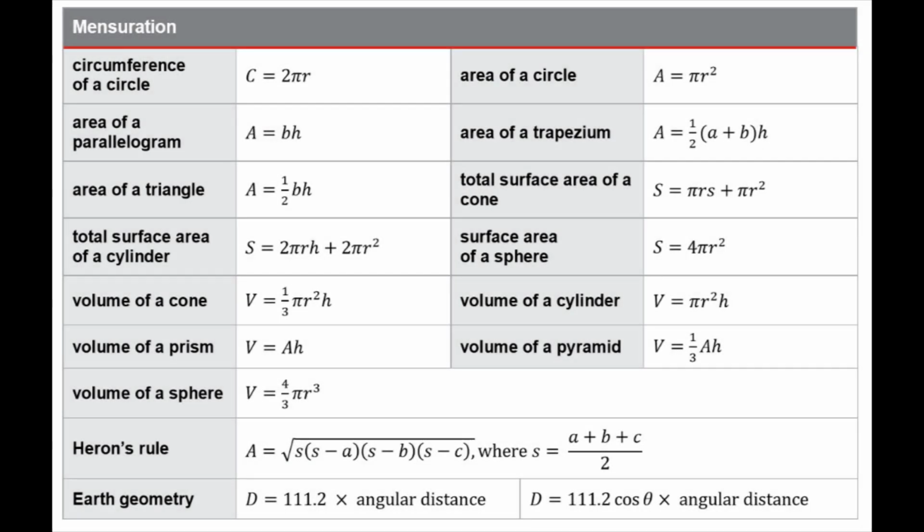And here is the formula sheet. And as you can see, all the formulas that you need are contained on this formula sheet. So make sure that you are used to where they are and you're happy to refer to it.